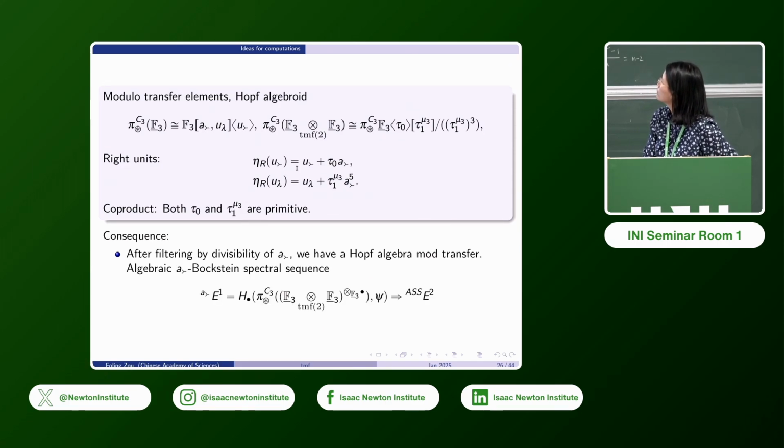So now we know this, and the consequence is that there are all A spoke powers here. So if you mod out by A spoke, and if you filter by A spoke, then eta R is equal to eta L. Then we get a Hopf algebroid mod transfer, and we modify it so that eta R equals eta L, and then we compute homology of that instead. That's the E1 page of an algebraic A spoke Bockstein spectral sequence, which will converge to the E2 term that we want to compute.